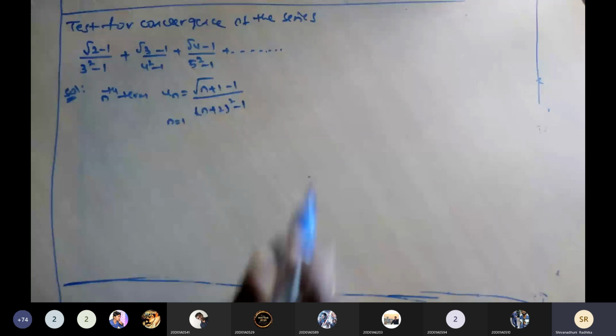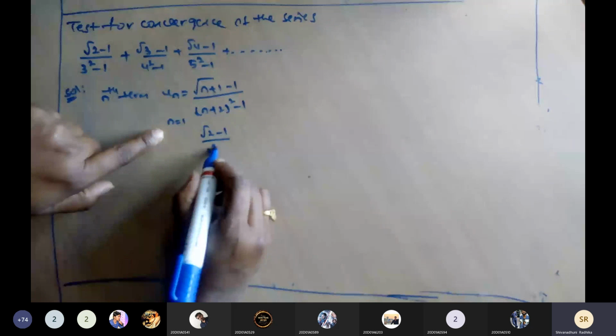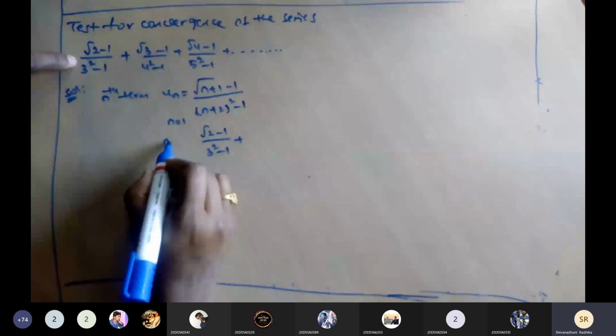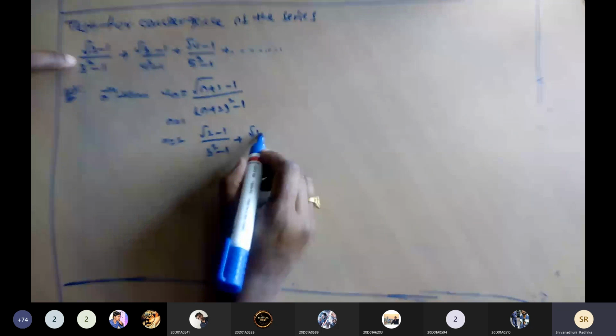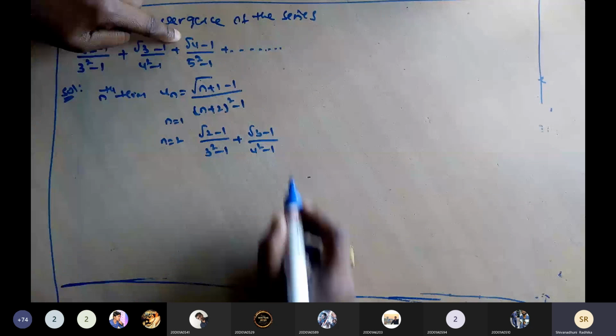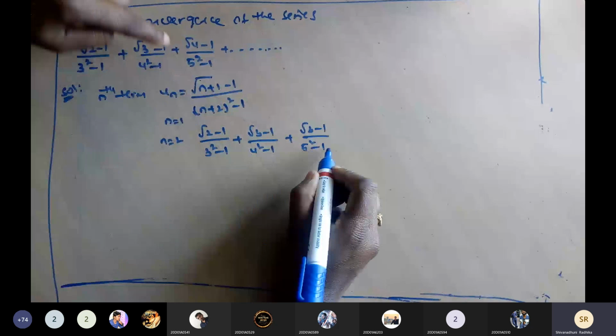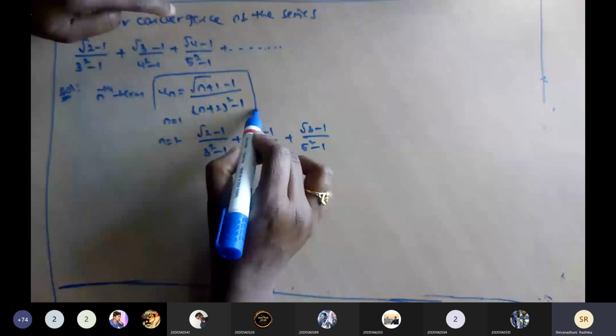When we substitute n equals 1, what is the term here? Root 2 minus 1 by 3 square minus 1. We will get this one, right? And n equals 2: root 3 minus 1 by 4 square minus 1. What about n equals 3? We get root 4 minus 1 by 5 square minus 1. We are getting it like this. Now, this is the general term, this is the nth term. Is it clear, all of you? Any doubts?